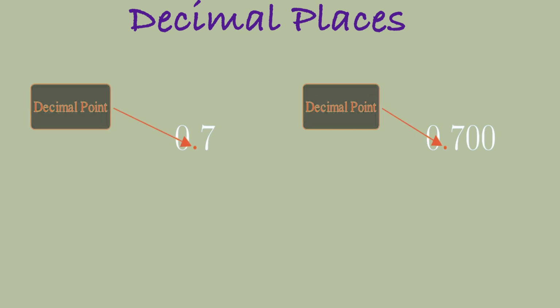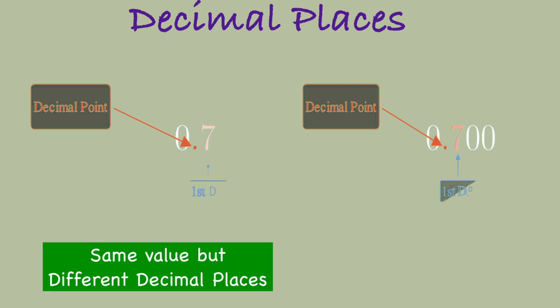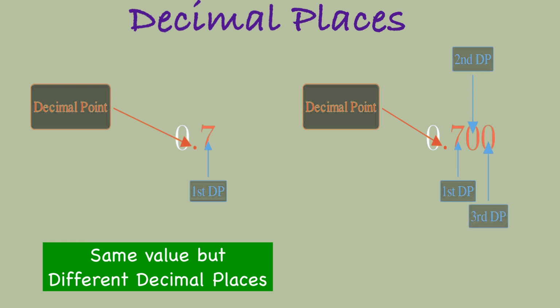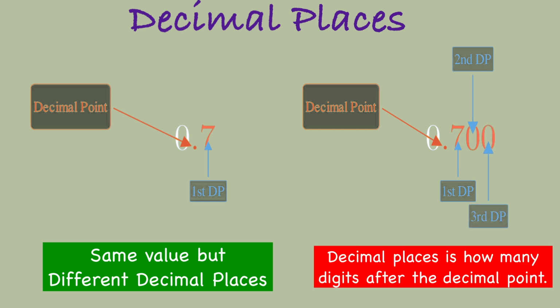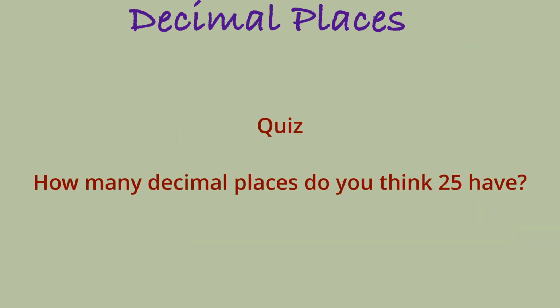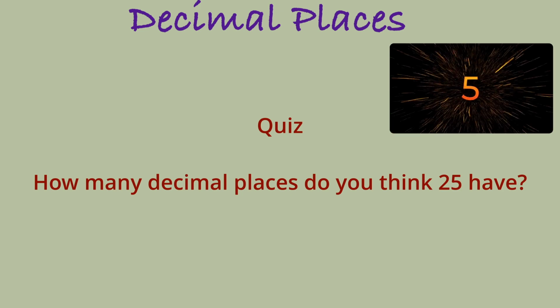Here's another interesting example. 0.7, which has one decimal place, and 0.700, which has three decimal places. Although they have the same value, they have different decimal places. It's simple, right? Decimal places just tell us how many spots are filled after that little dot. Super helpful when you need exactness. Following this, how many decimal places do you think 25 has? You've got 5 seconds to think about it.